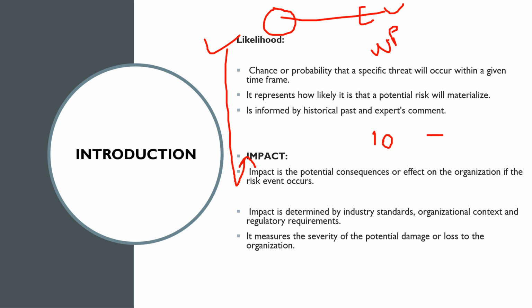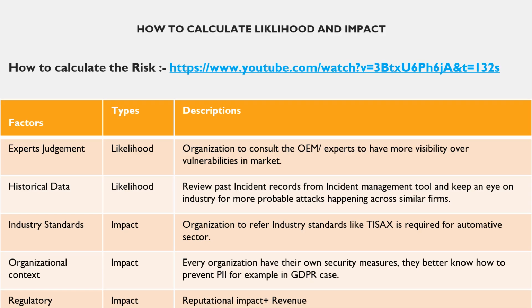So impact is the potential consequences or effects on the organization if the risk event occurs. Impact is determined by industry standards, organizational context, and regulatory requirements. It measures the severity of the potential damage or loss to the organization. Okay, next slide is very important: how to calculate the likelihood and impact.